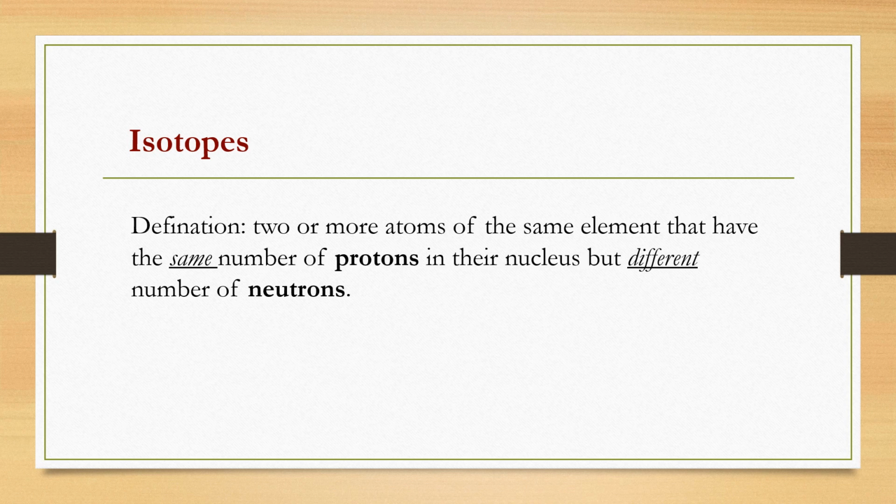Isotopes are defined as two or more atoms of the same element having the same proton number but different numbers of neutrons. To write isotopic notation, it needs three requirements. The first one is the element, the second is the proton number, and the third is the nucleon number.